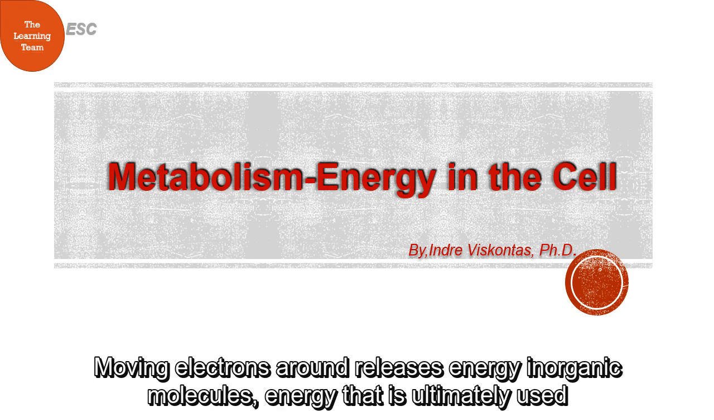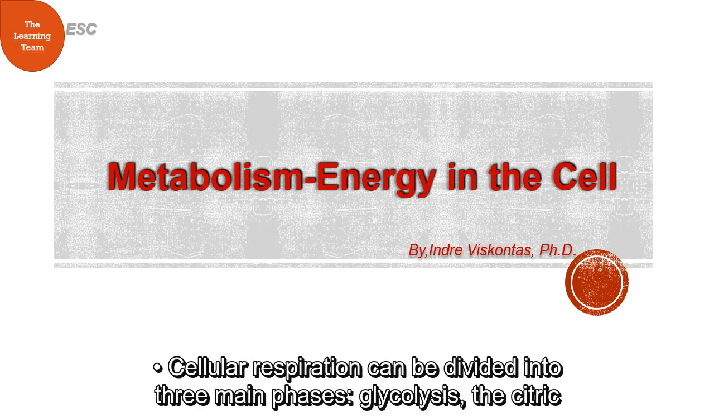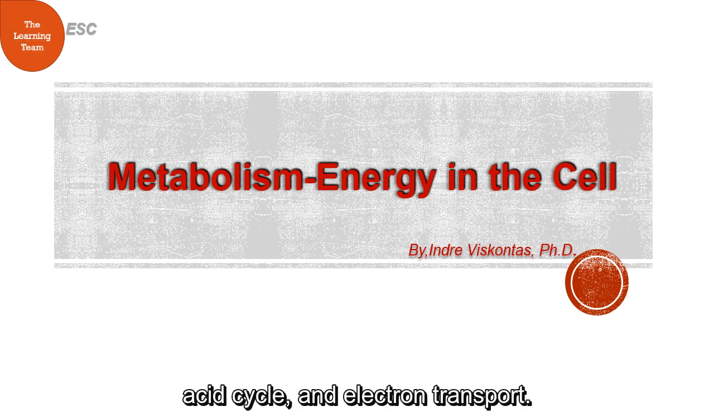Moving electrons around releases energy in organic molecules, energy that is ultimately used to build ATP, so that the energy can be stored for later use. Cellular respiration can be divided into 3 main phases: glycolysis, the citric acid cycle, and electron transport.